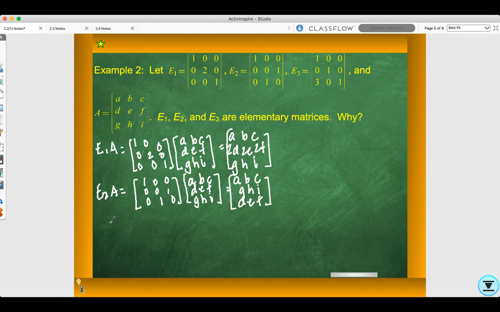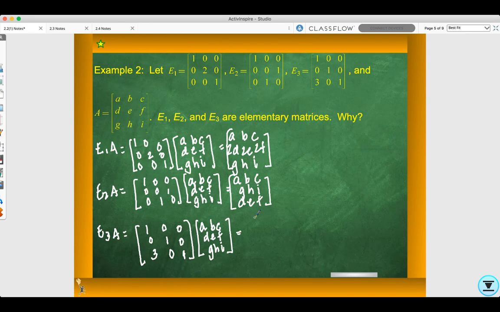And then the last one, E3 times A. I'm just taking 3 times the first row and adding it to the last row.